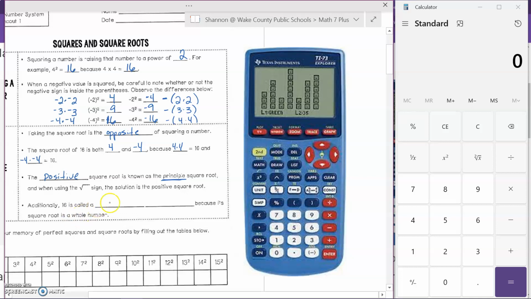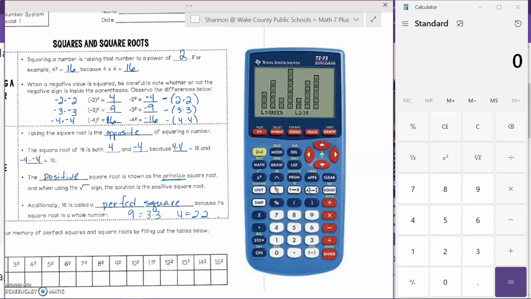Additionally, 16 is called a perfect square, because its square root is a whole number. So another example would be 9, because 9 is 3 times 3. 4 is a perfect square because 4 is 2 times 2. A non-perfect square could be like 21. 21 doesn't have a whole number that multiplies by itself to give you 21.